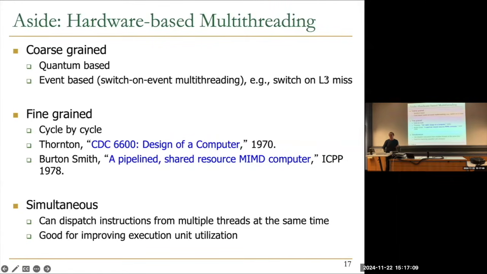For example, you can switch on an L3 miss, right? You can have an L3 miss happen in one thread, and another thread can be scheduled. Now, there's an interesting distinction here. Clearly, coarse-grained has different coarse granularities, as you have seen, right? One is large time quantums. The other is events.